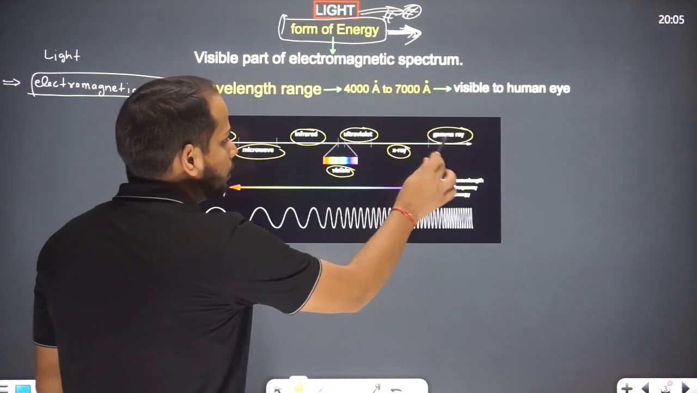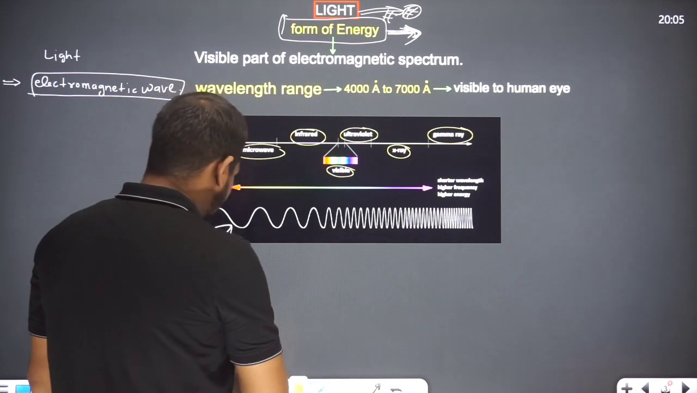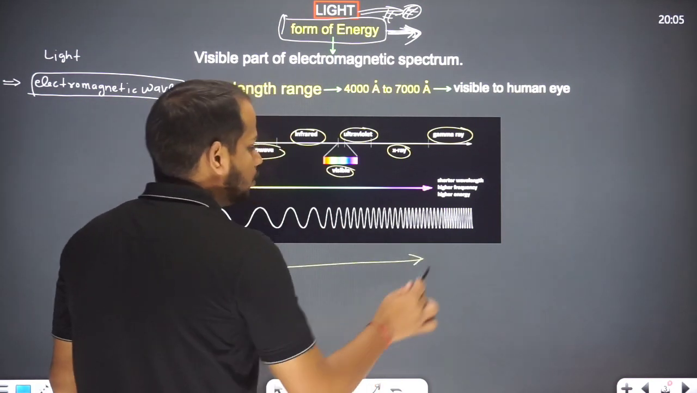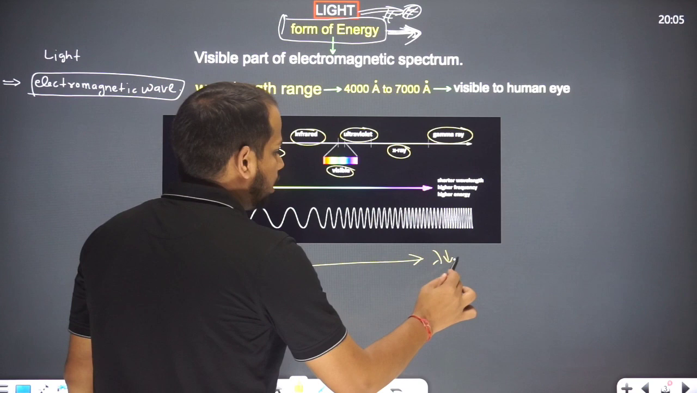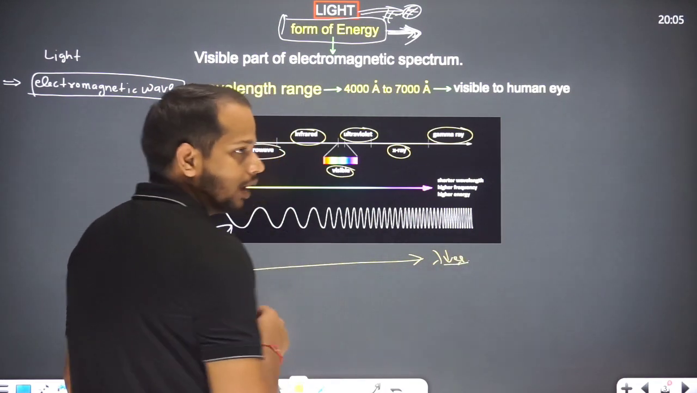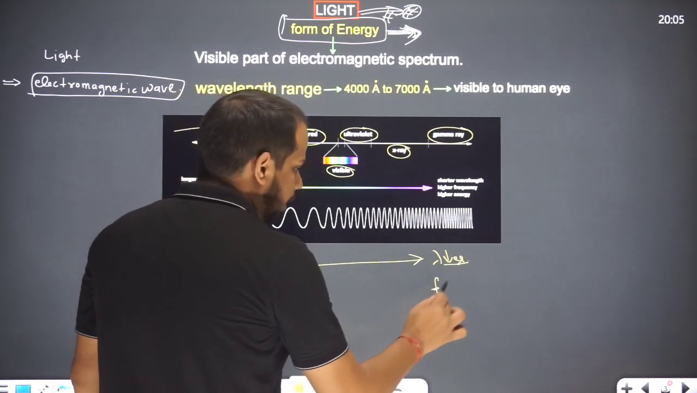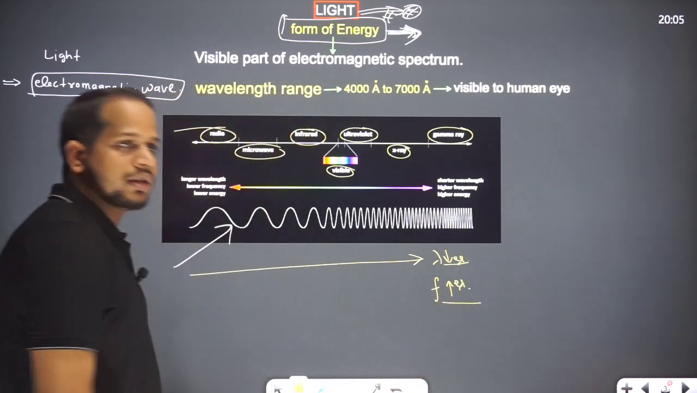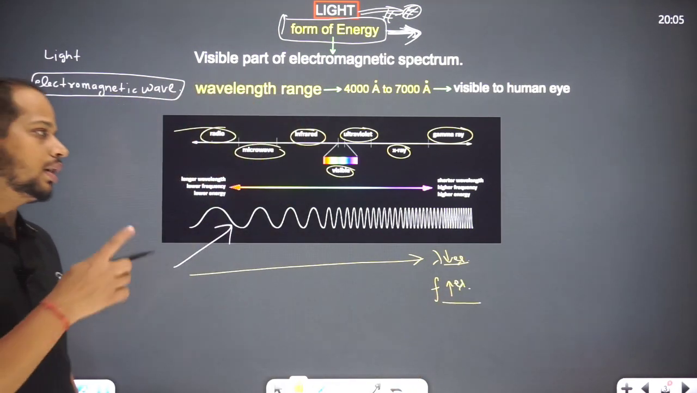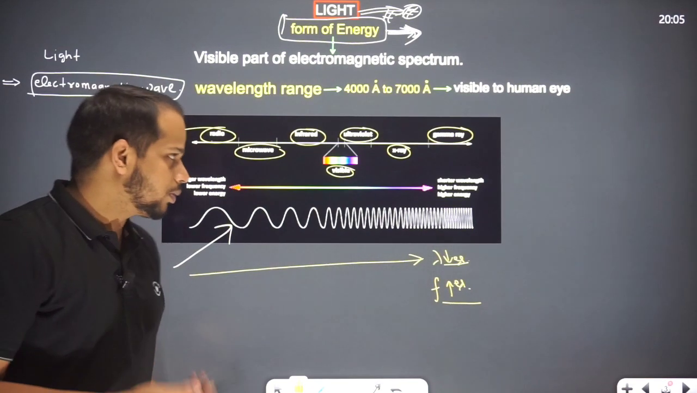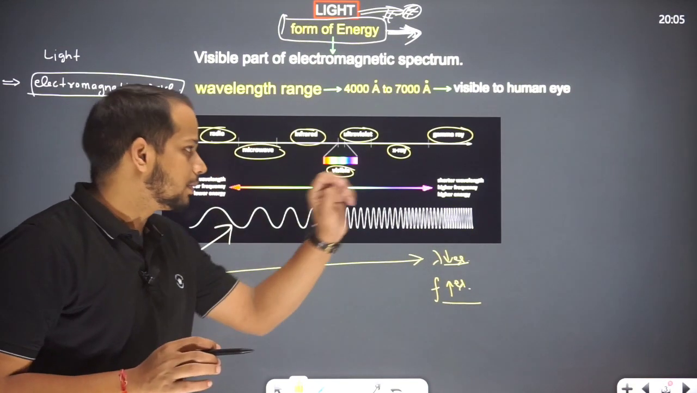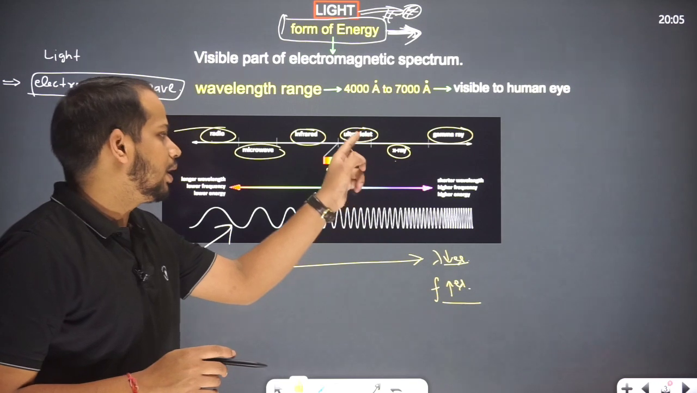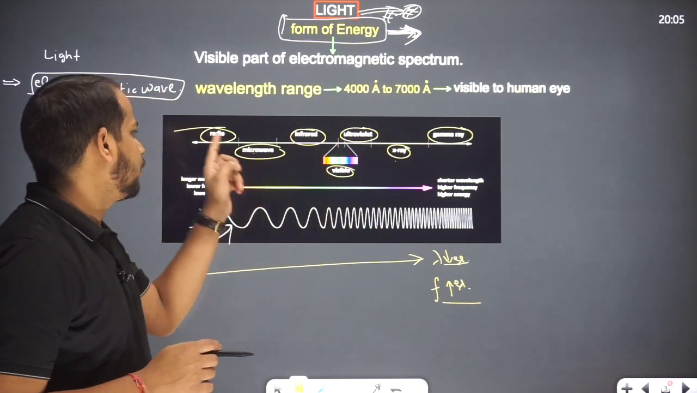When we are moving from this side to this side, the wavelength decreases and the frequency increases. There is one more thing called cosmic, but we are not moving on to that; we have to stick with this one: gamma ray, X-ray, ultraviolet, visible, infrared, microwave, radio.